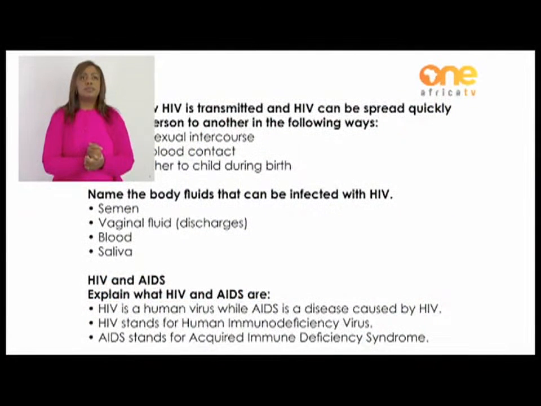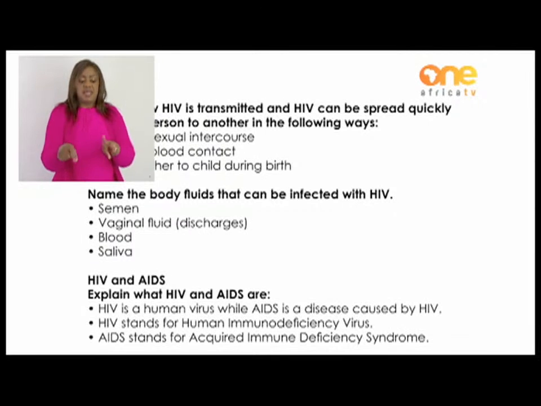We are moving on to page 24. On page 24, it says that you must be able to explain how HIV is transmitted. Okay, let's make a change here. Where it says "explain how HIV is transmitted and HIV can be spread quickly," I want all of us to erase, or draw a line through, "and HIV can spread quickly from one person to another in the following ways." Remove that part, and just end where it says "explain how HIV is transmitted." Then that will be right.